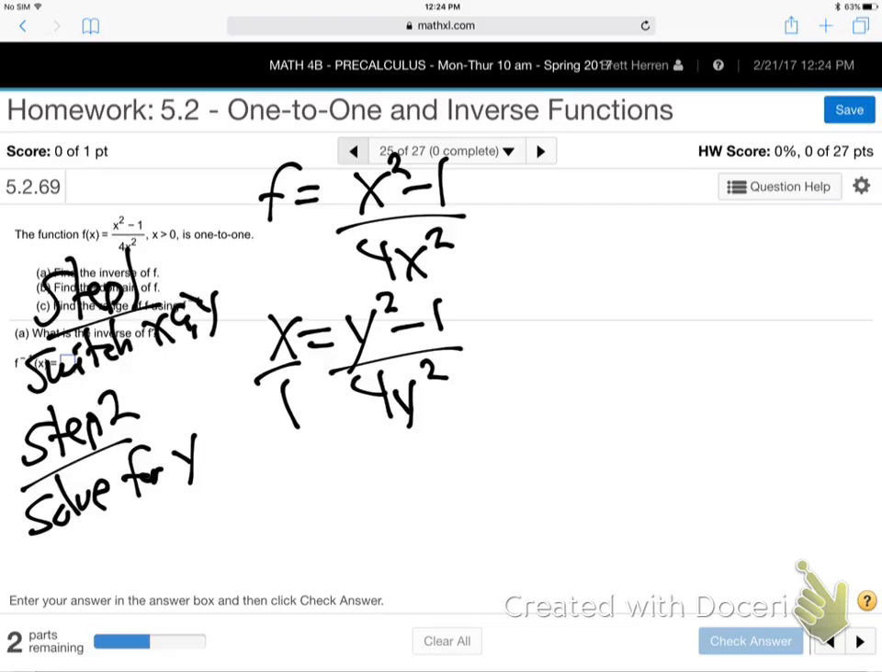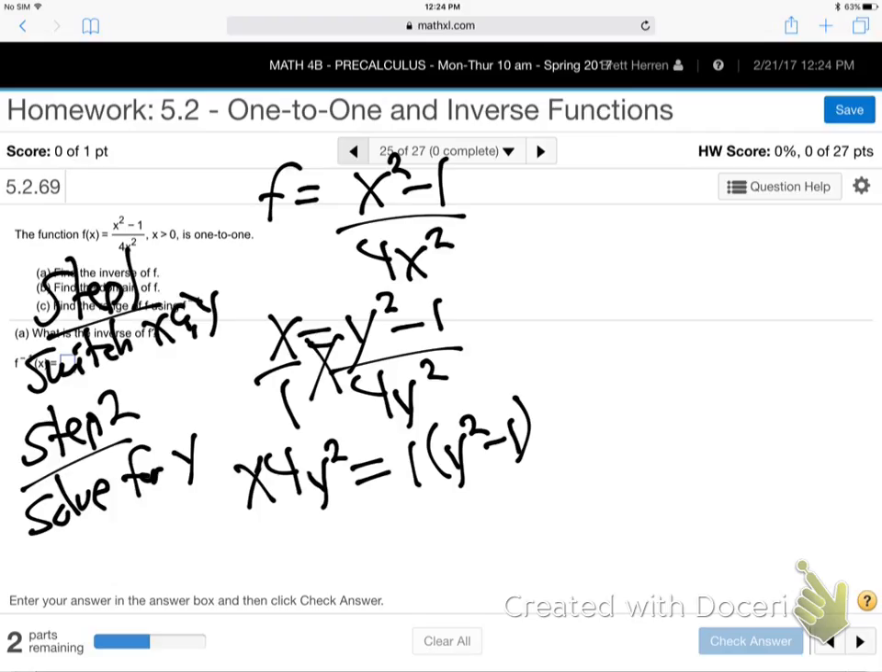Put the x over 1, diagonal. X times 4y squared is 1 times y squared minus 1. Like that, is that good? Diagonal. That's what we always do when we've got two fractions, right? And that probably looks kind of weird. X, 4, y squared. Just stick the 4 in the front. You don't have to. It just looks better. And then the 1 distributes and really does nothing.